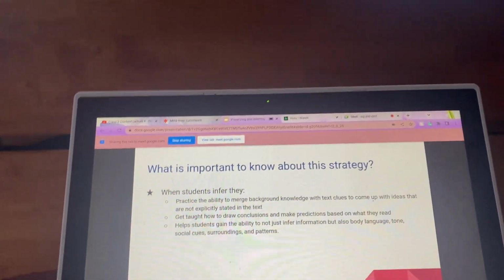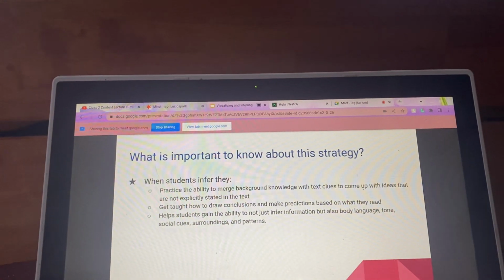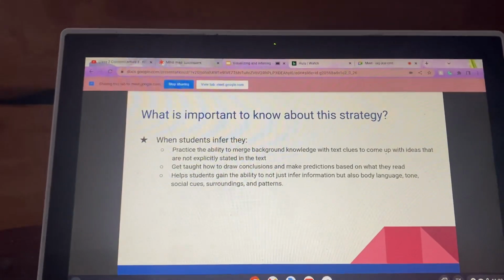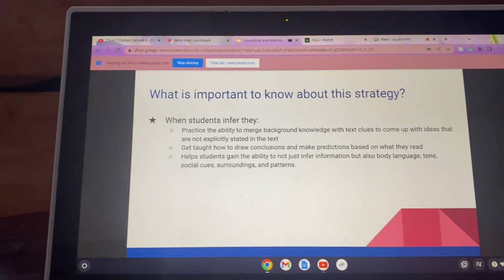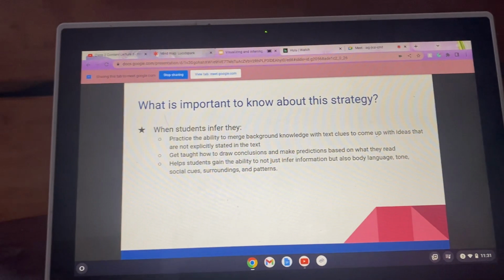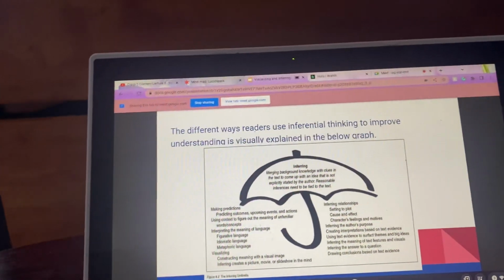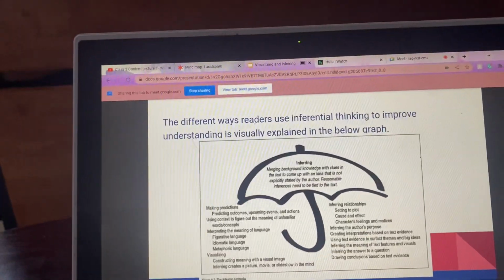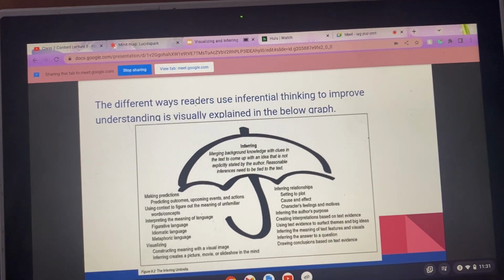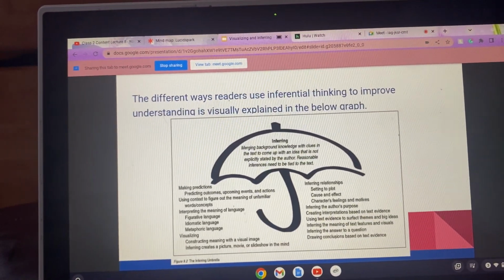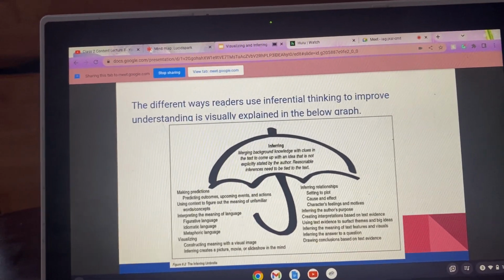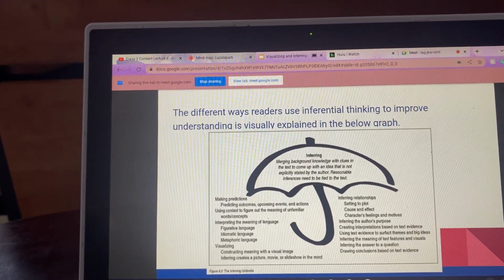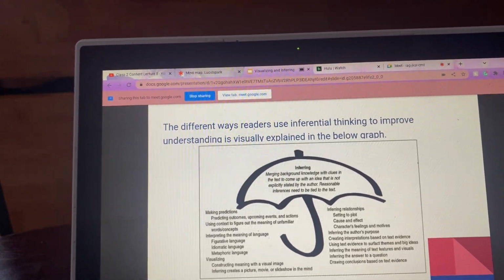This also helps students gain the ability to not just infer information about the content they're learning, but also use it in real life to learn how to infer body language, tone, social cues, surroundings, and patterns. So this is a really great visual that Dr. Mass provided for the information. I just kept referring back to this visual of the inferring umbrella, and I just think it's a great way to see the different ways readers can use inferential thinking to improve understanding.